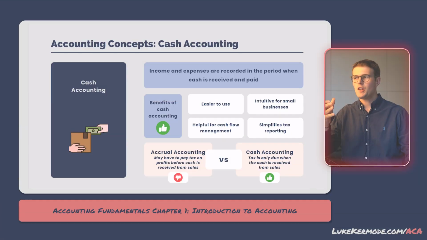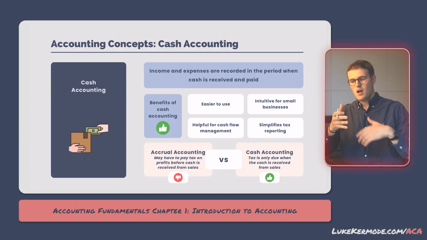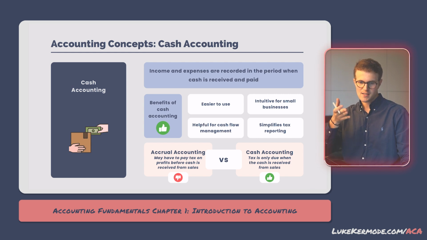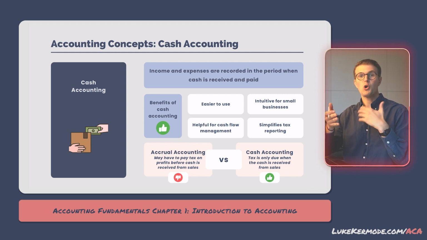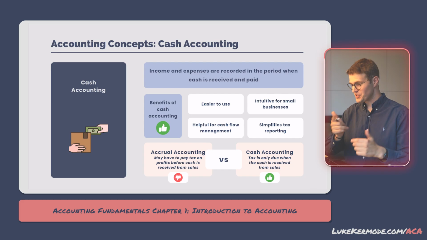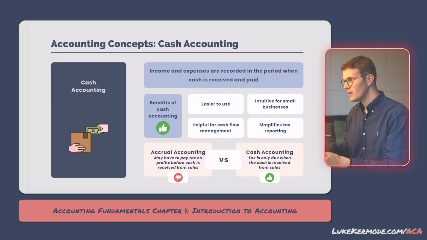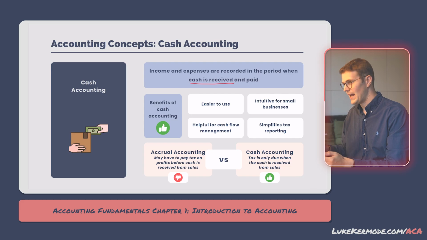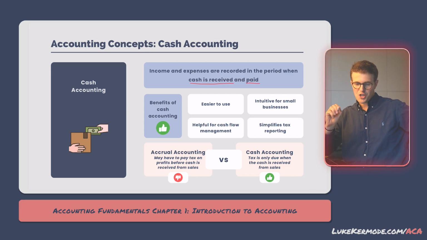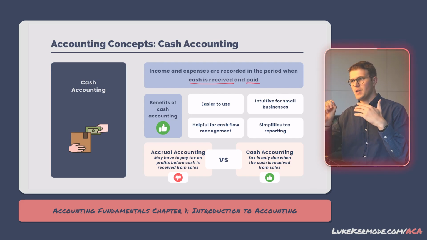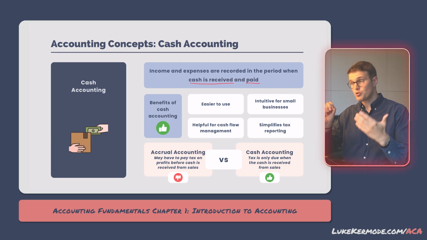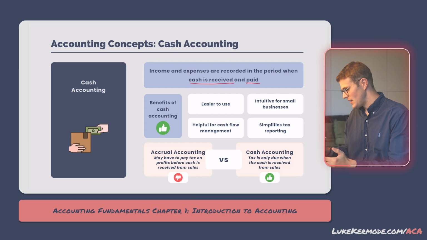Now let's take a moment to look at an alternative to accrual accounting, something called cash accounting. Cash accounting is a simpler approach where we only record income when the cash is received, and we only record expenses when cash is paid out. The method can be much easier to use than accrual accounting, especially for smaller businesses who are sole traders, who may not have complex accounting systems in place.